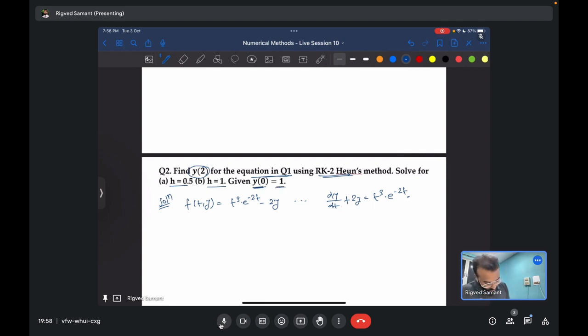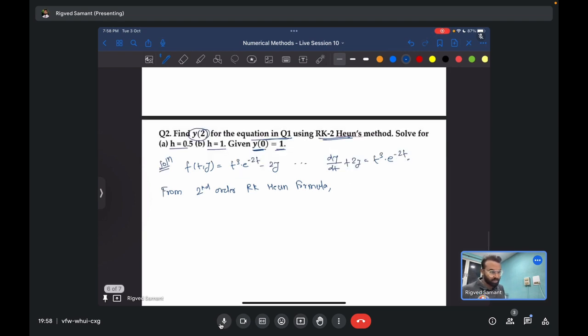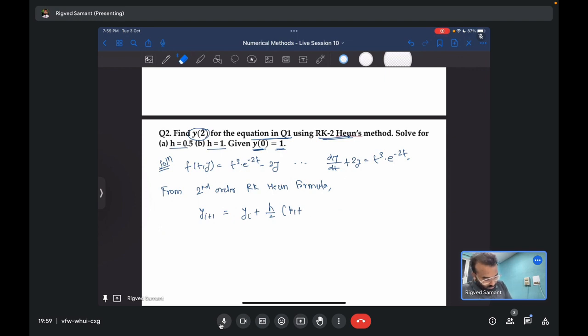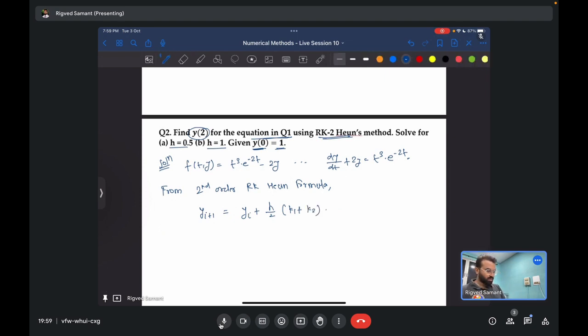Now from the second order Heun formula, what is that? y of i plus 1 would be equal to yi plus, not h but h by 2 times k1 plus k2. Previously it was directly a function value, so now there is a k1 plus k2. So what is k1 plus k2?